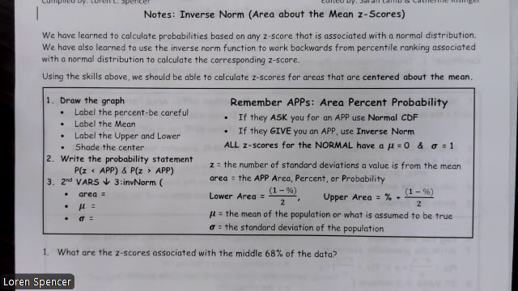In this video, we're going to talk about the inverse norm. Previously, we took z-scores for the normal distribution and calculated probabilities. In this video, we're going to have probabilities and go back and calculate z-scores.